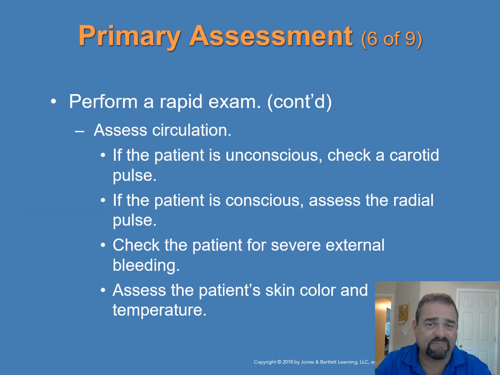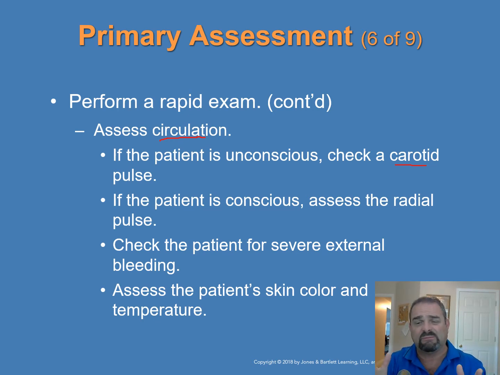All right, circulation. Now we're in the C. If the patient is unconscious, check for a carotid pulse. Once again, we're looking for rate and quality. If the patient is conscious, assess the radial pulse, again rate and quality. Check the patient for any severe external bleeding. We need to stop that bleeding right away.